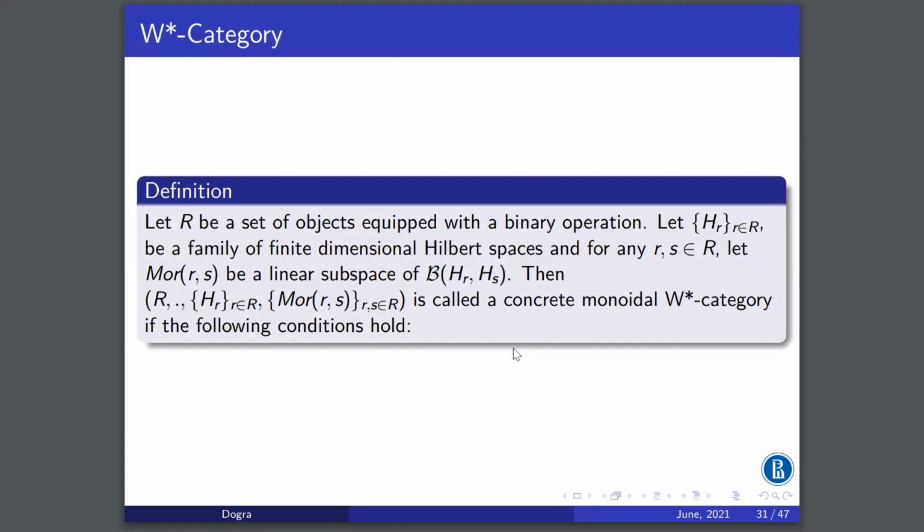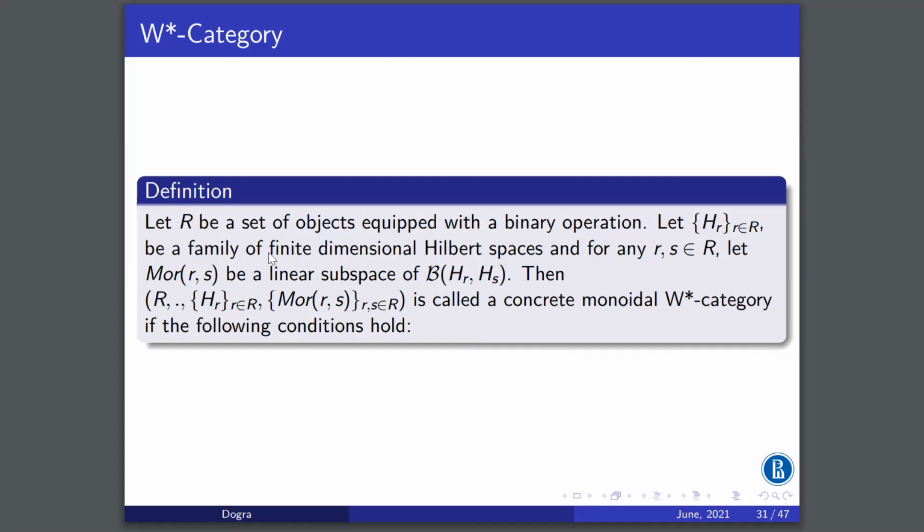So now we move on to the definition of a W star category. We start with a set of objects R, and we equip it with a binary operation dot, or just any symbol. And then we consider a family of finite dimensional Hilbert spaces. And for any two objects inside that set, we define Mor(R,S) to be a linear subspace of the bounded linear maps between H_R and H_S.